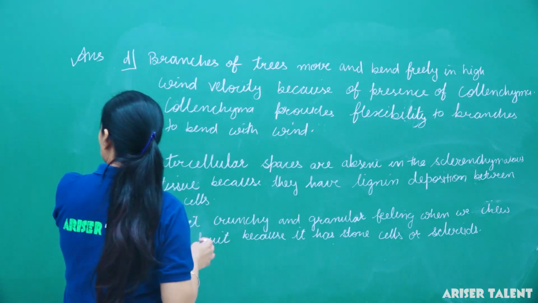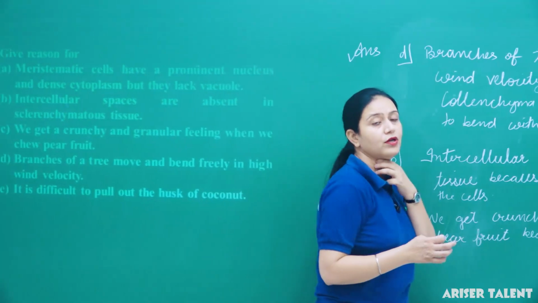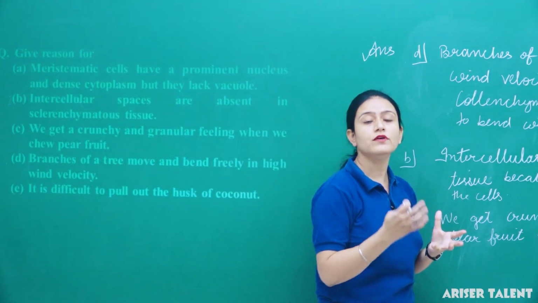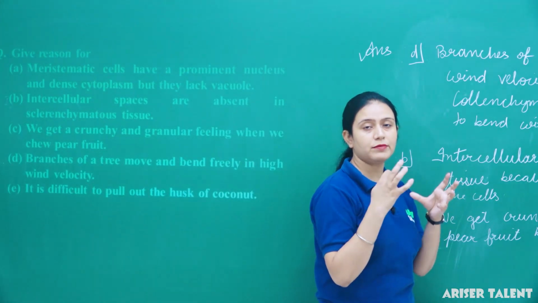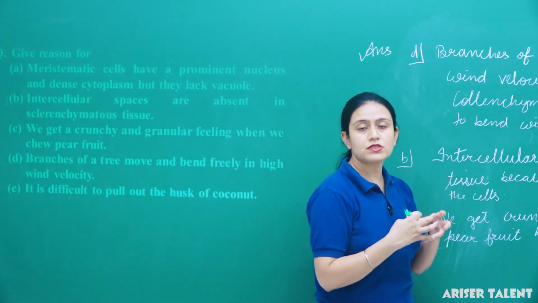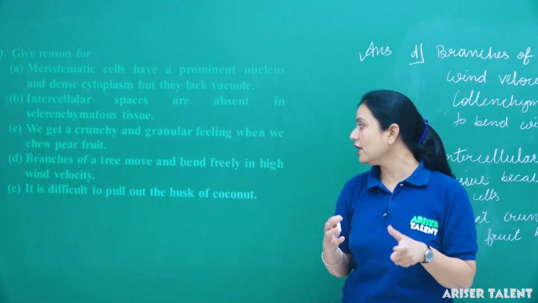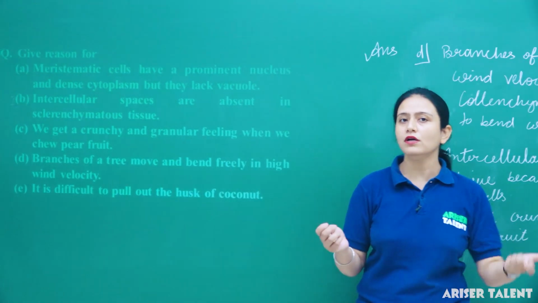Next is, it is difficult to pull out the husk of coconut because the husk of coconut is made up of sclerenchyma. Okay, so as we all know, fibers of sclerenchyma are packed closely. This is the reason that it is hard, it is difficult to pull out the husk of coconut.